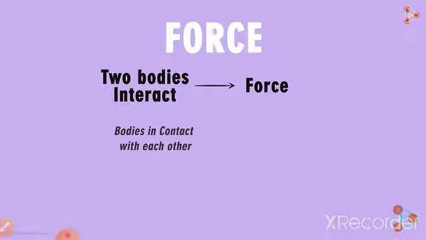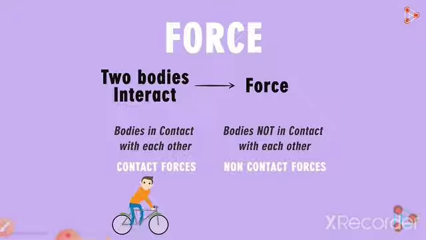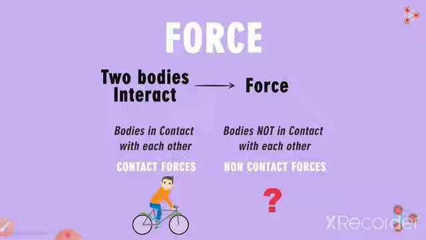The bodies creating force can be either in contact with each other or not in contact with each other. If bodies are in contact, that is called contact force, and if the bodies are not in contact with each other, that is called non-contact force. Contact forces are of two types, muscular and frictional force. You see here the boy is cycling with the help of his leg. Non-contact forces are like electrostatic force, gravitational force, and magnetic force. So these are the two types of forces, the contact forces and the non-contact forces.